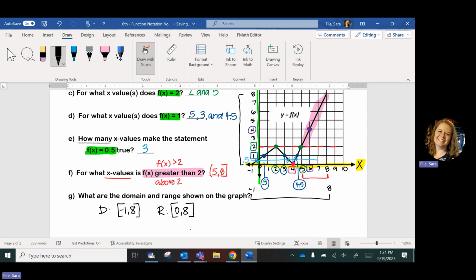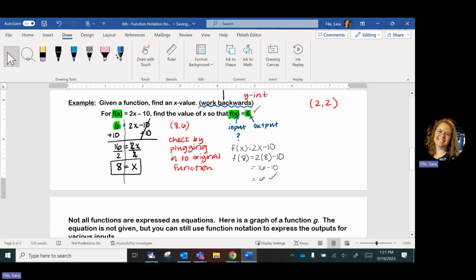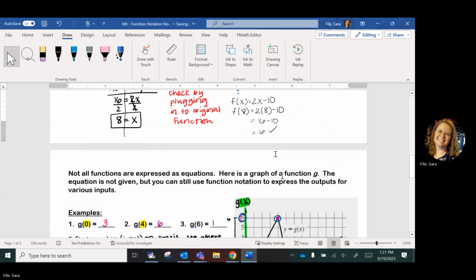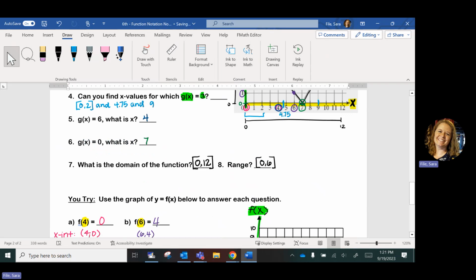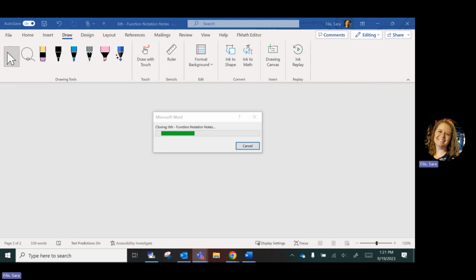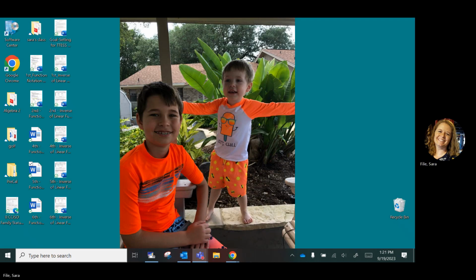We feel okay about using graphs to evaluate with function notation? Okay, and on the front, it was using the equations to evaluate function notation. All right, good, because we need to really understand function notation to do inverse functions, which is next. So I'm going to stop this video here and I'll start a new video for inverse, the next page of the notes.